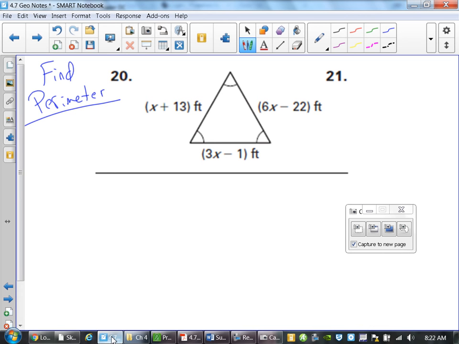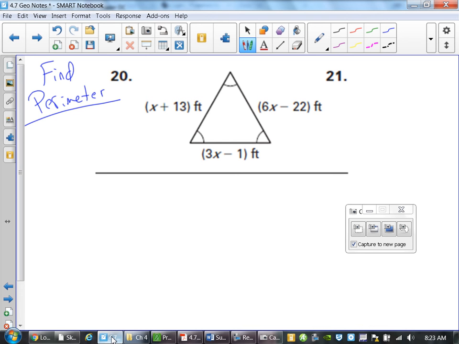Perimeter. I asked you to find the perimeter of that. What would you have to do? First of all, you gotta find out what the side lengths are. We're not finding volume. Perimeter, you just add up your sides. You would have to add up all of your sides.